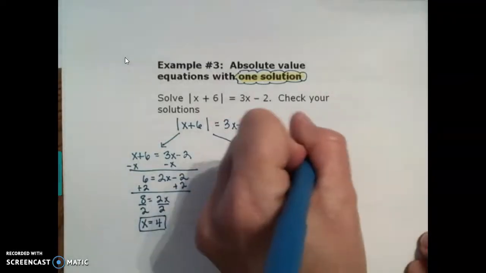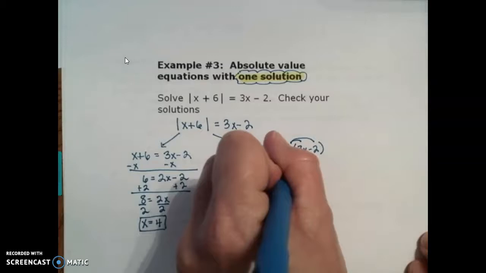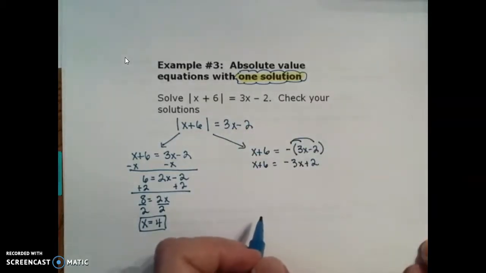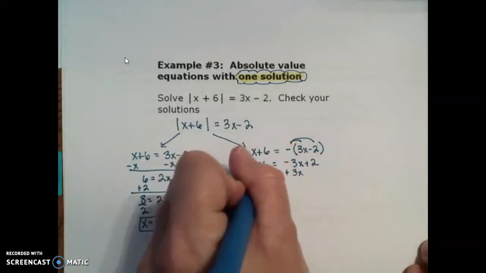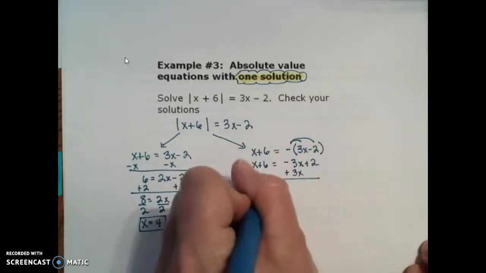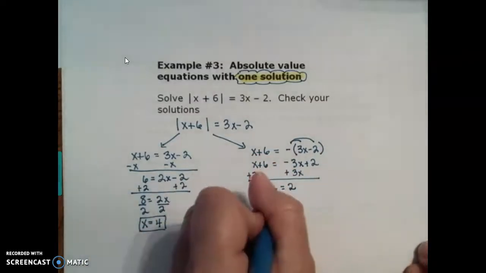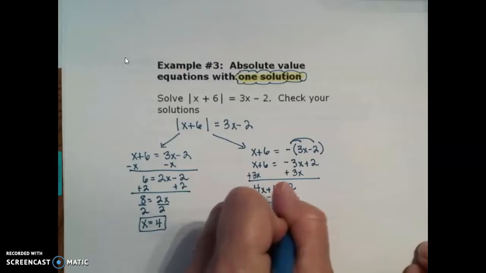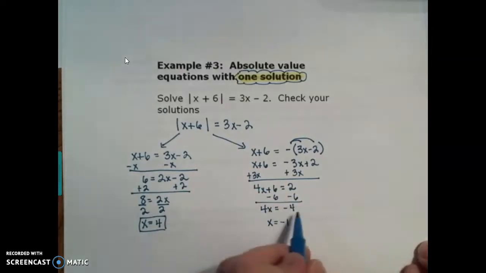The first thing we need to do is distribute that negative. So we'll have x plus 6 equals negative 3x plus 2 when you distribute the negative. In this case, I'm going to add 3x so that my x stays positive. I would then subtract 6. So we get that x is negative 1 when you would divide by 4 there.